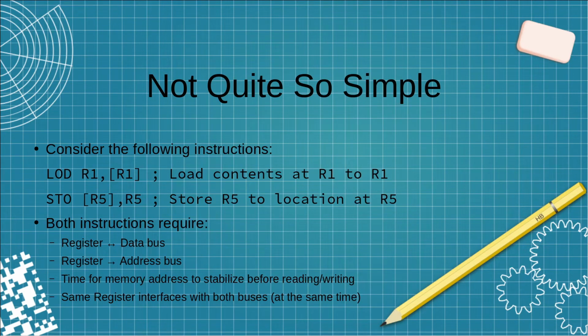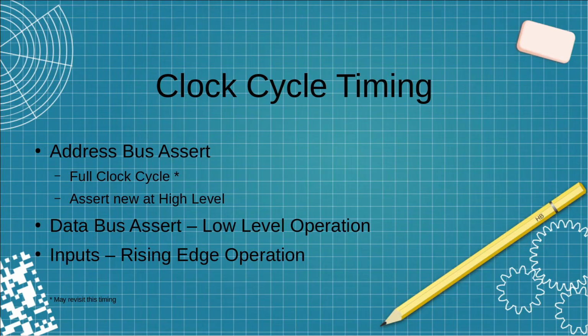Again, I have the need to be able to access R5 through both the address bus and the data bus at the same time. Plus, we need to make sure that there's time for the memory address to stabilize before reading or writing. So the timing of all of that has to be clear as well. So, clock cycle timing, and I went through this in video 9.